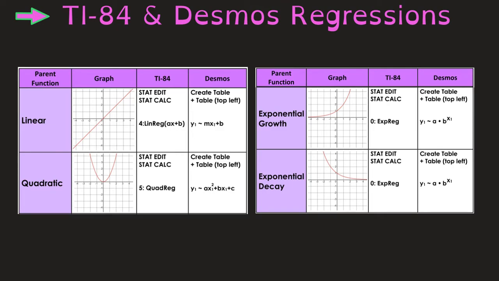Okay, so you can see here that we have our reference chart with the different types of function regressions. We've got our linear on the far left along with our quadratic. And on the right side, we have both the exponential growth and decay. In addition to this, you can see a picture of each of the graphs that go with each function, as well as information that you need to see for the TI-84 on both, and for the Desmos here and here.